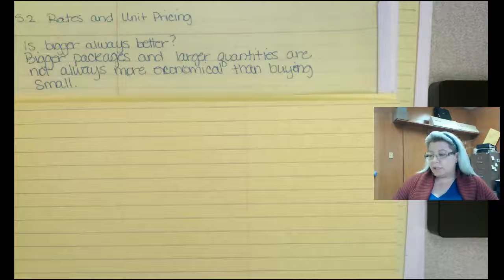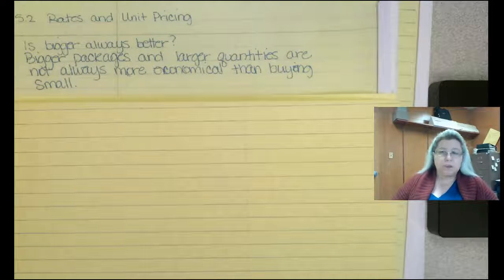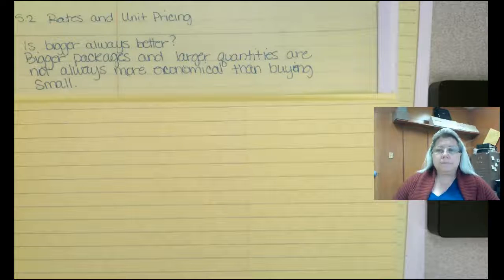And when I mean by cheaper, I mean you're going to use all the product. You're not going to let it go to waste. You'll eventually use it all. Is it better to buy in quantity, in bulk, than it is to buy just a smaller object?